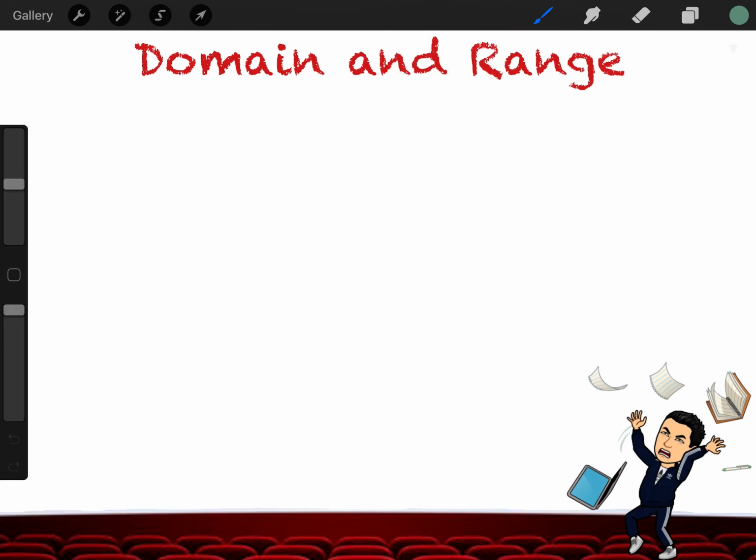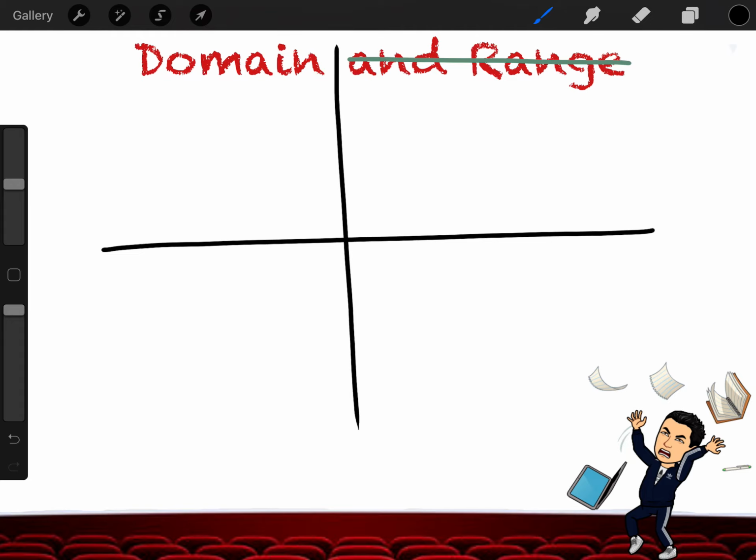So this one on the slide, let's talk about domain. I hope that I can give you guys an explanation that is understandable. So first of all, draw the x-axis and the y-axis. Domain is about the x-axis. So let's get rid of that vertical line, which is the y-axis. So here's the x-axis.